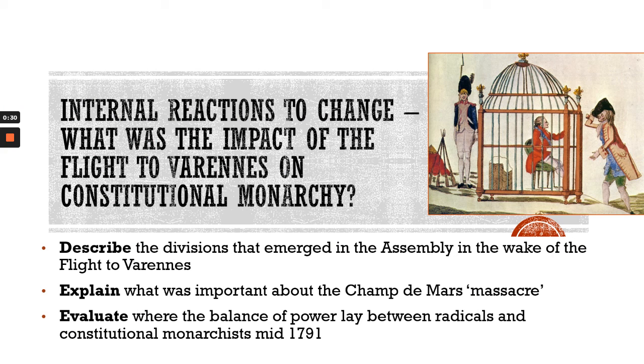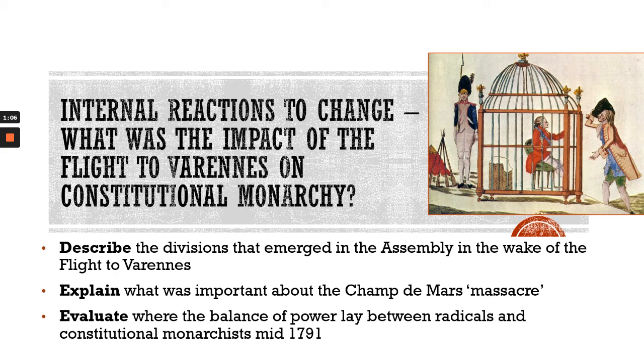Okay, so today we're going to be carrying on with the work that we've been doing on the failure of constitutional monarchy. The big question is, why does constitutional monarchy ultimately fail when there have been such high hopes for it in the aftermath of the revolution, the early stages? So we're going to be thinking about what was the impact of the flight to Varennes on constitutional monarchy. We've already started to think about this topic in terms of the popular opinions about the monarchy, but we're going to be thinking particularly today about political divisions within the assembly.